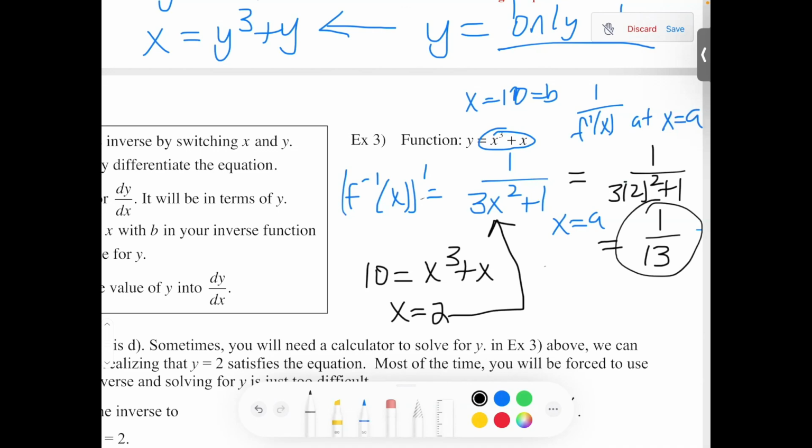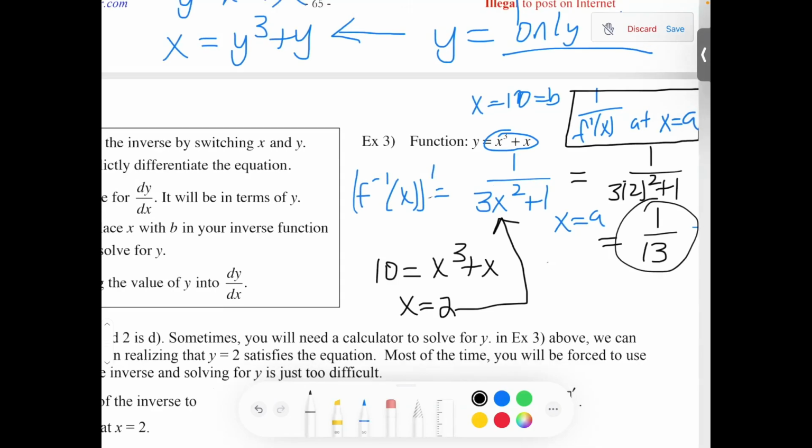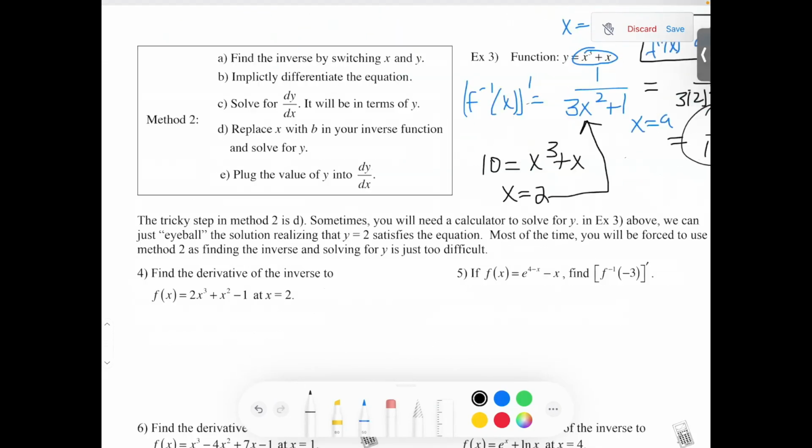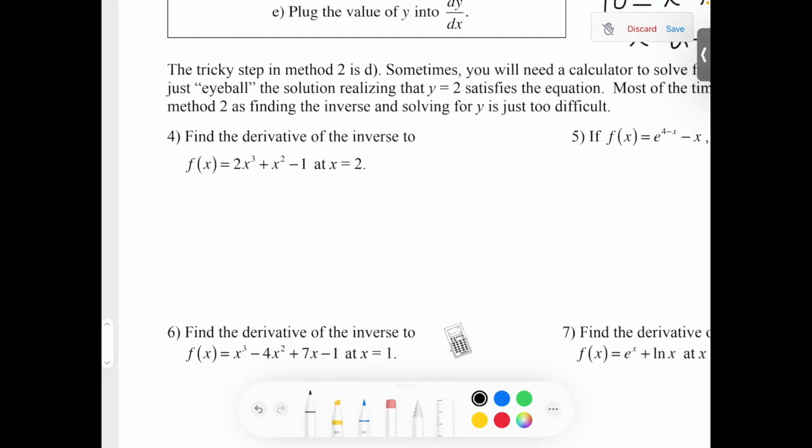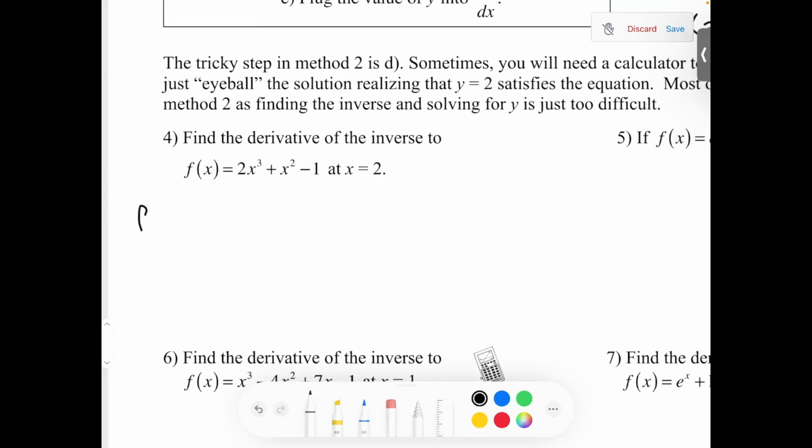I tend to like that method a little bit better, but it does require me to remember this, and to know that the x value they gave me is not actually the x value that we're going to plug into the equation. So you can do these any way you would like. You can do them the way I did the first problem, with implicit differentiation. I don't think I'm going to do these others that way because I find it more convenient to say that the inverse derivative is equal to 1 over f prime of x at x equals a.